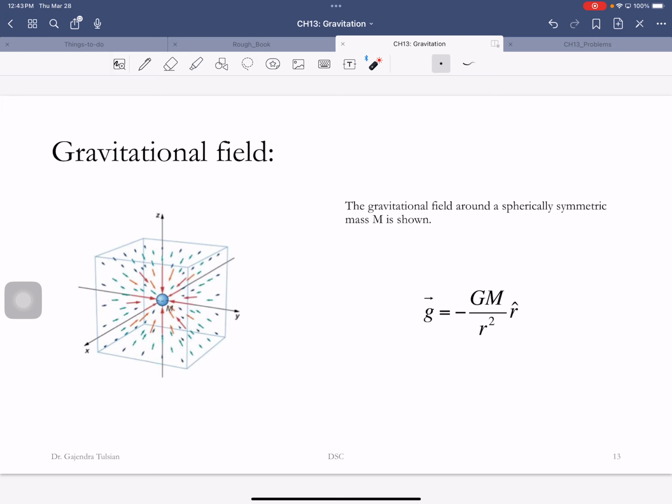So this is a vector field. This is the gravitational field. This is just plotting g as a function of x, y, and z. And it happens that g is only a function of r. And that's equal to, and there's the function. This is a unit vector pointing radially outwards, and g is pointing in the opposite direction. All g is pointing in this direction.